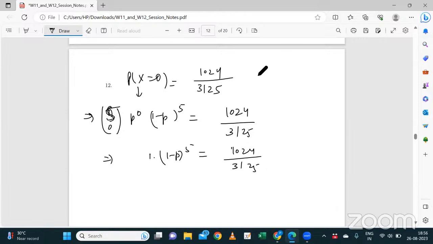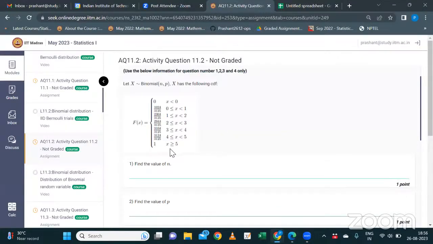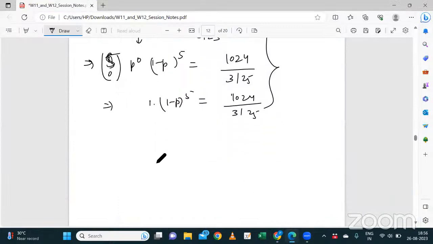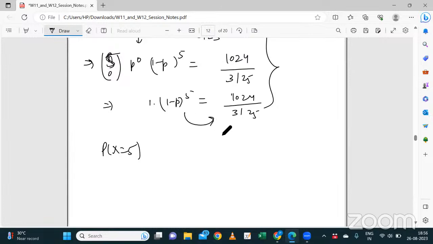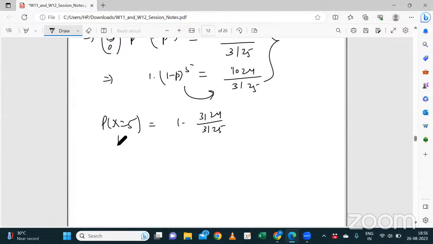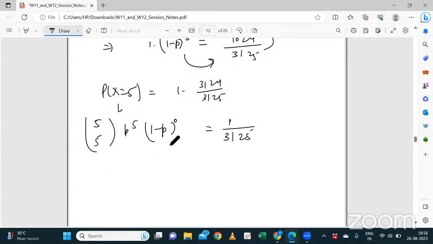In such a scenario, a good thing is to start with either the first value or the last value. So the last value is 1 minus 3124 divided by 3125, right? Yes. Now tell me for X equal to 5, that means 5 choose 5, p raised to the power 5, (1 minus p) raised to the power 0. So from here you can also get the same value, right? So p will be 1/5. Yeah. 1/5 is the answer.